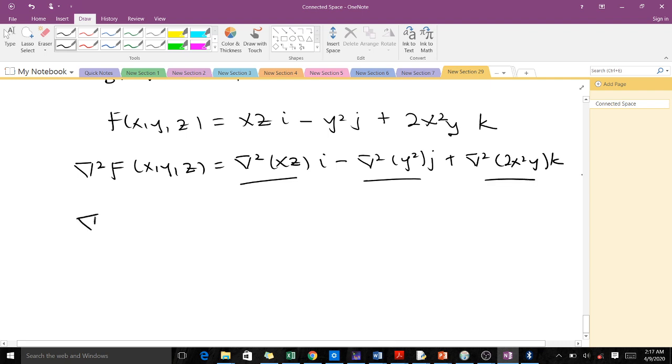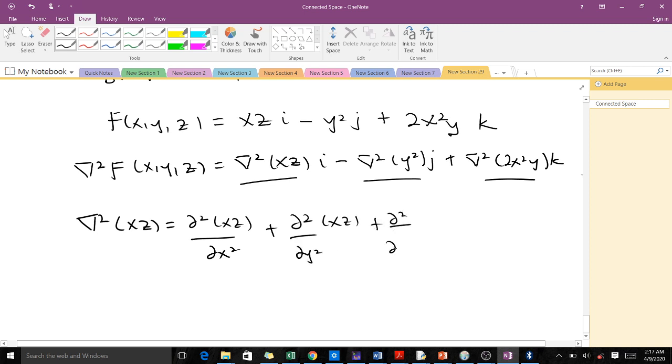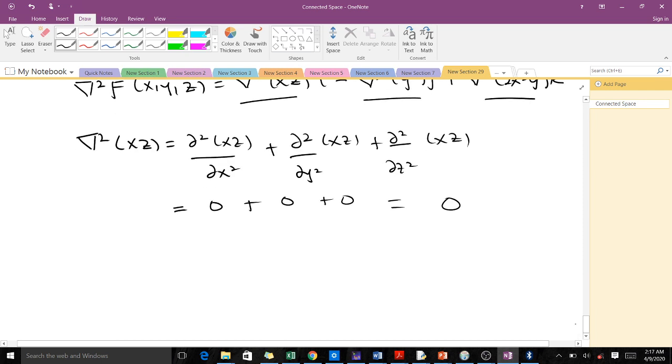When you take the first one, the Laplacian of xz, this will be equal to del squared of xz over del x squared plus del squared of xz over del y squared plus del squared of xz over del z squared. You realize that when you do this differentiation, we get 0. This gives us 0, and this also gives us 0. So that means everything here gives us 0.